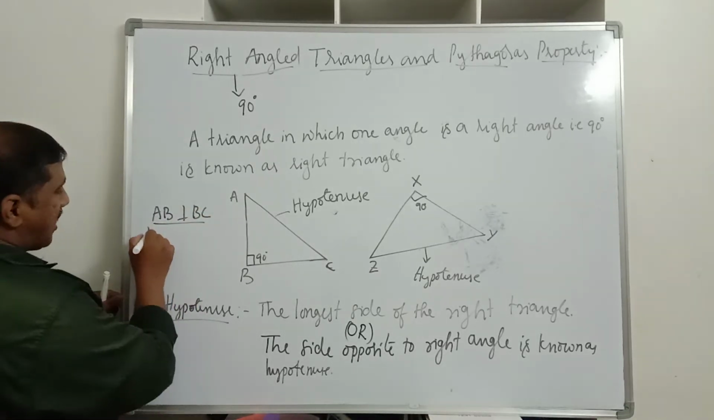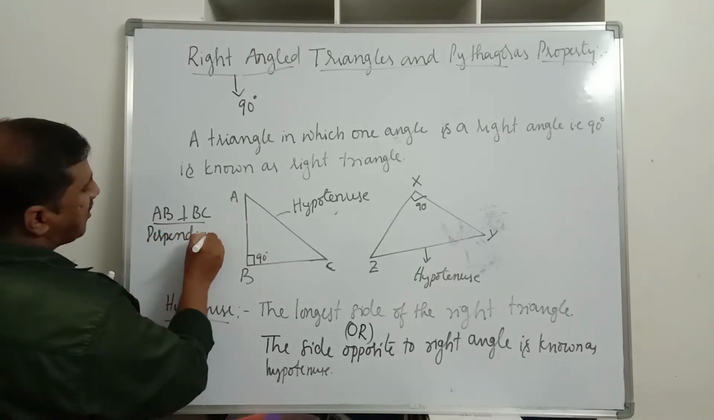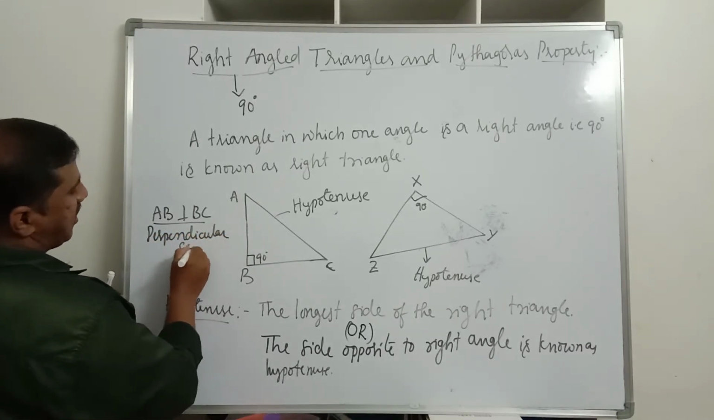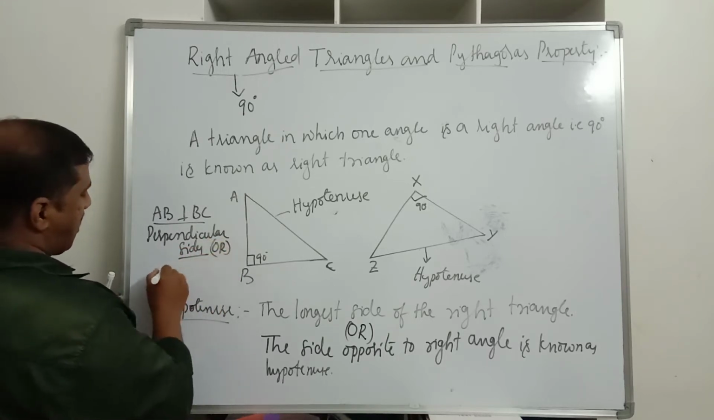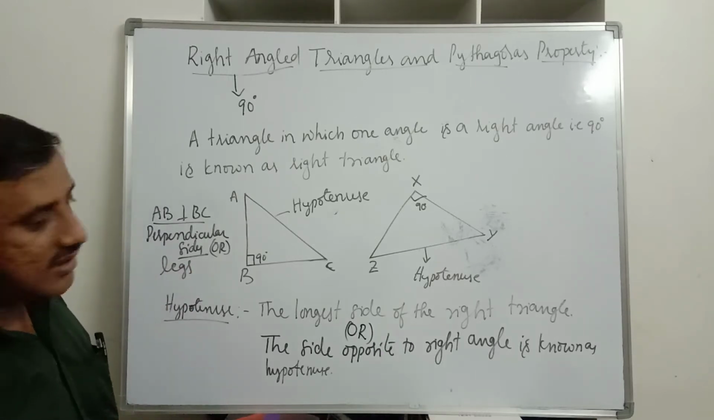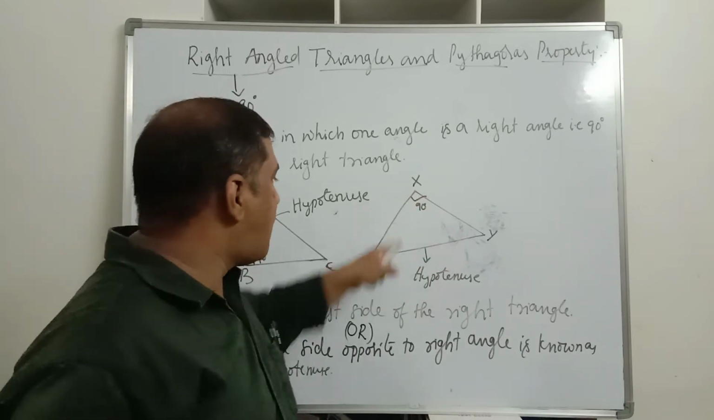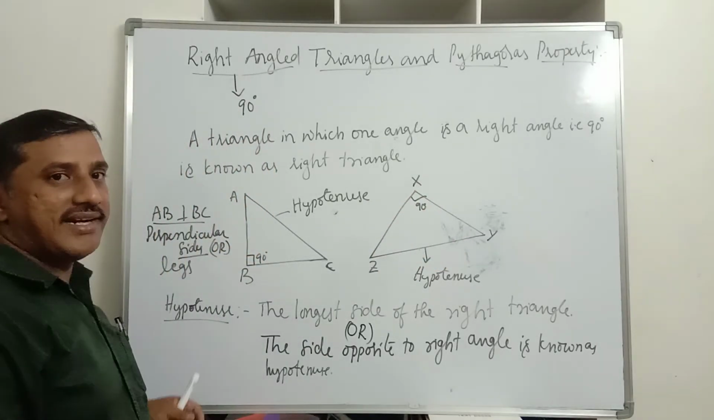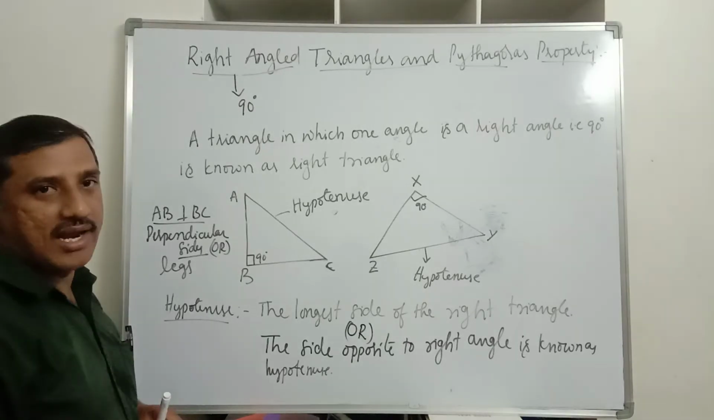These two sides are known as perpendicular sides, or they are also known as legs of the right triangle. AB and BC are perpendicular. Here XY and XZ are the perpendicular sides, and they are known as legs of the right triangle.